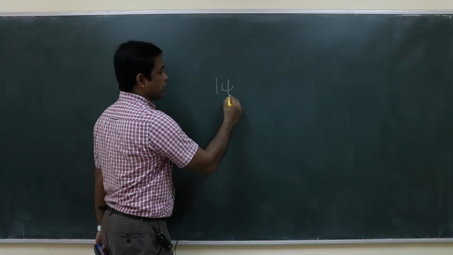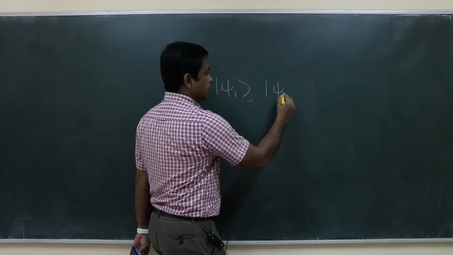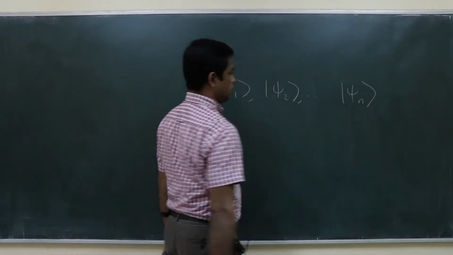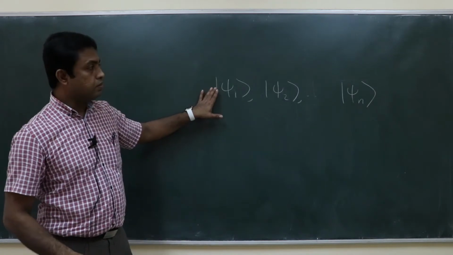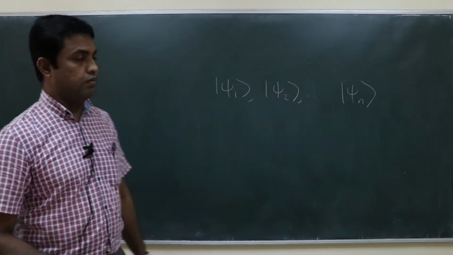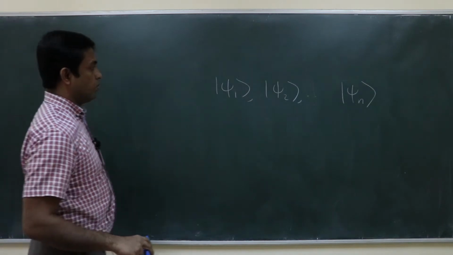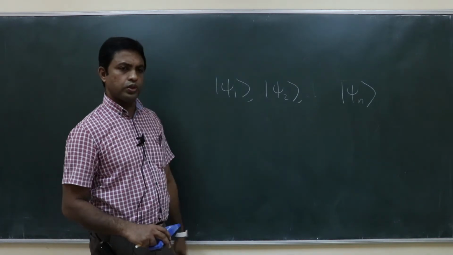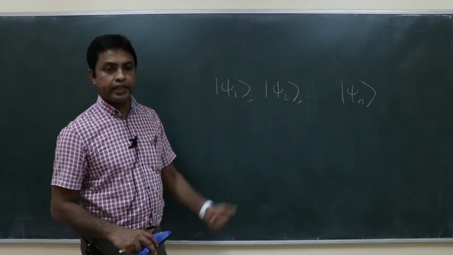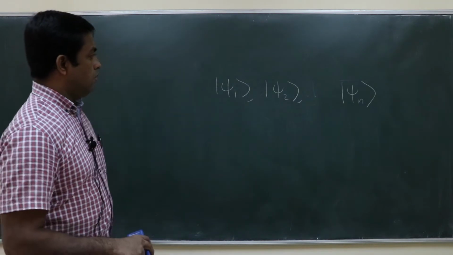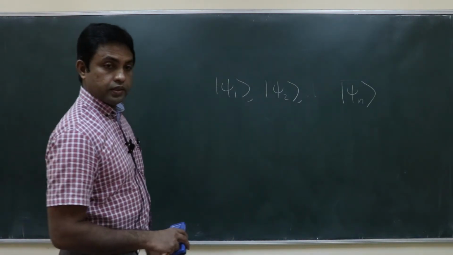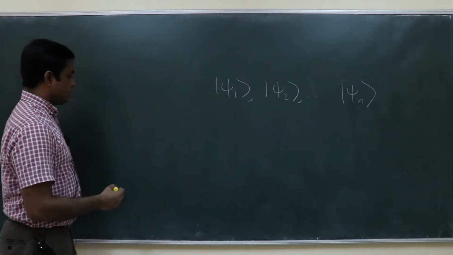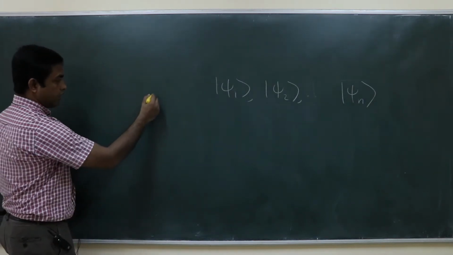Suppose I give you a set of vectors psi 1, psi 2, up to psi n. They are basis vectors, but they are not orthonormal basis vectors. That means these vectors are not orthogonal. They are also not normalized. So how do you make them orthonormal basis vectors? Okay. You must know from your earlier classes that suppose you have a vector.